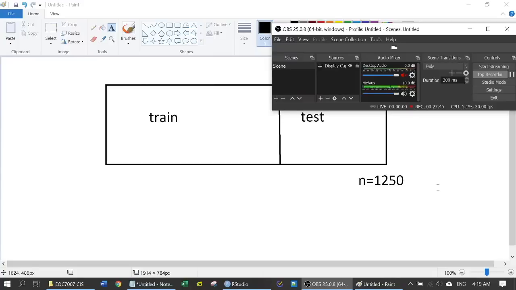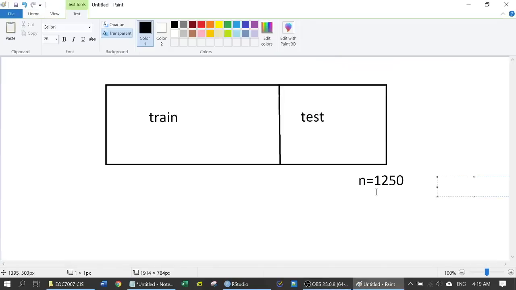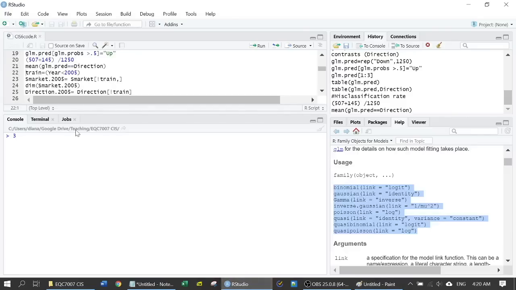Just now what we did was we used all the data that we have, a total of 1,250 data, and we built the model based on this data, and we made a prediction based on the similar data. We made the prediction for all the 1,250 data, and then we compared it against the actual value in that data set.